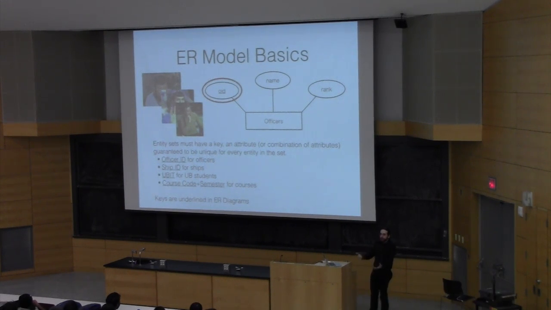Some other examples might be your UBIT. That's unique for each of you. A course code in a semester might be one way of uniquely identifying a course, such as this course, which is CSE 562 in the spring 2015 semester. Now, in an entity relation diagram, the entities themselves are represented by squares. The attributes are represented as circles or ovals connected to the rectangles. And we underline the name of the attribute that is a key for that entity set.